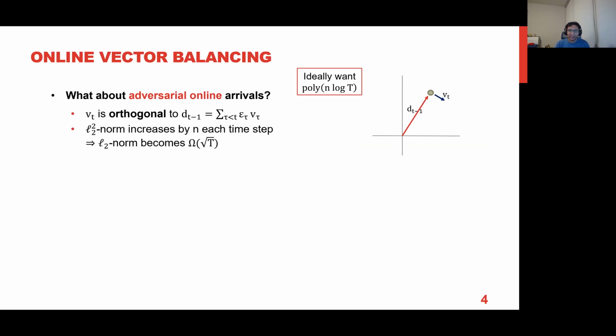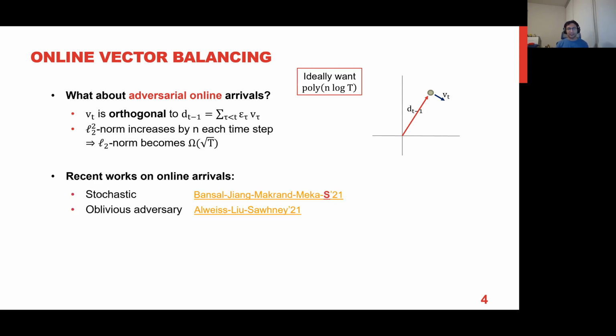However, as you might already start seeing, there are very simple counterexamples which show that polylogarithmic in T is impossible. The idea is that an adaptive adversary can keep presenting you the next vector, which is orthogonal to your current discrepancy vector. Whatever your current signed sum is after you've assigned colors to these vectors, the next vector would be orthogonal, and then the squared L2 norm of your vector keeps increasing. Hence you'll have to lose a polynomial in T in the total discrepancy, like Omega root T, which is not good. We want it independent of T or maybe polylogarithmic.